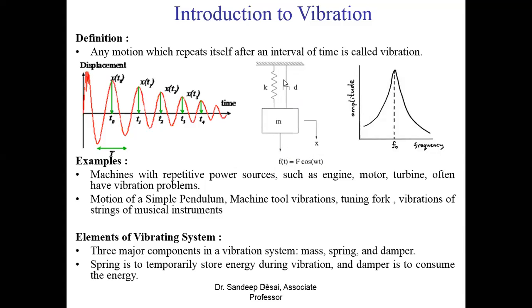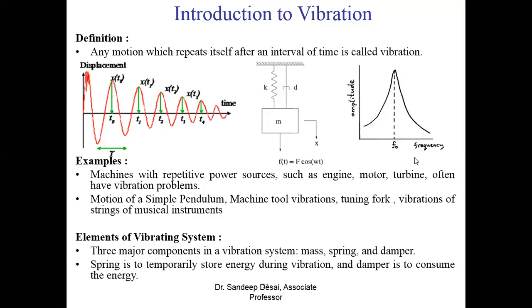Now, the system may have two elements or three elements. If damping is not there in the system, the damper is absent. But if the system has damping, then the damper also will be there. Okay. So if a damper is present in the system, it is called damped vibrations. If a damper is not present, it is called undamped vibrations.